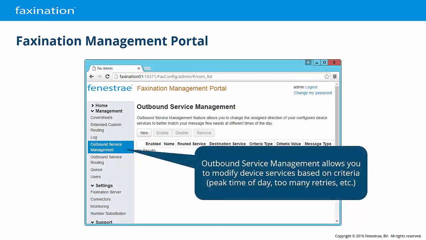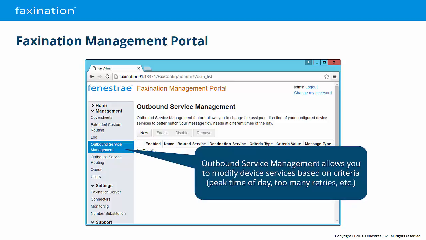The Outbound Service Management window allows you to modify Faxination device services based on criteria such as peak time of day and too many retries. For example, during the hours of your peak outbound fax traffic, you can allow a remote fax device to process outbound messages, even when that device is not the one best suited for the job based on least cost routing.